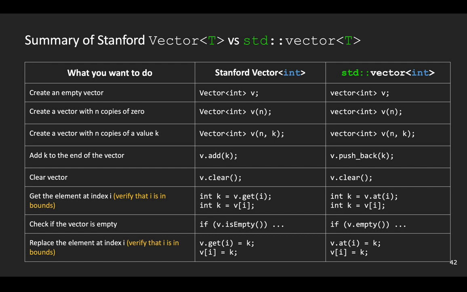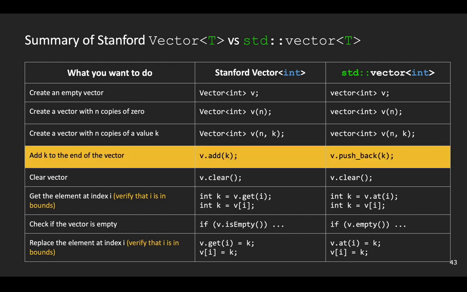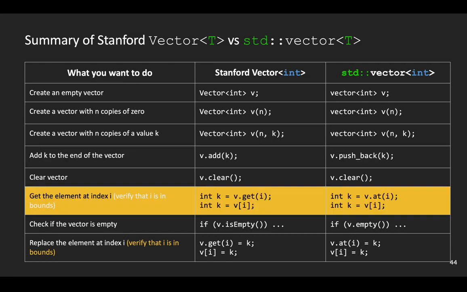A couple of the differences that we want to highlight. Whereas with the Stanford vector, if you want to add an element to the vector, you call v.add. In the standard vector, the similar function is called push_back. And you'll find that that sort of push_back, push_front, pop_back is something you'll see with the other standard C++ data structures. Another difference we want to emphasize: to retrieve an element from a vector in Stanford, you use the .get function or the bracket notation.